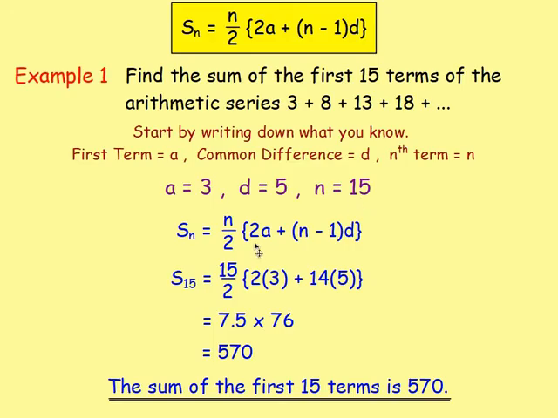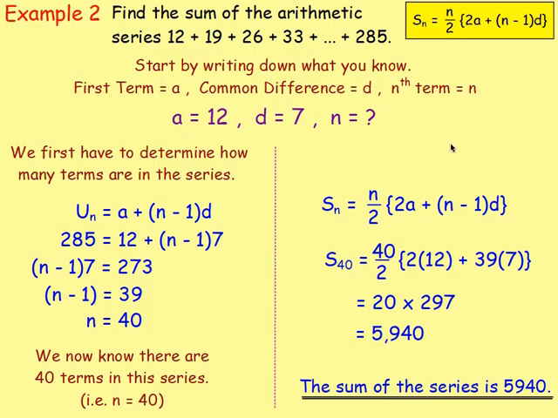We can use that formula then, replace a with 3, d with 5, and n with 15, work it out, and you end up getting 570. Which means if you add 3, add 8, add 13, add 18, add all the way up to the first 15 numbers, you would end up with 570. There are plenty more examples with that.